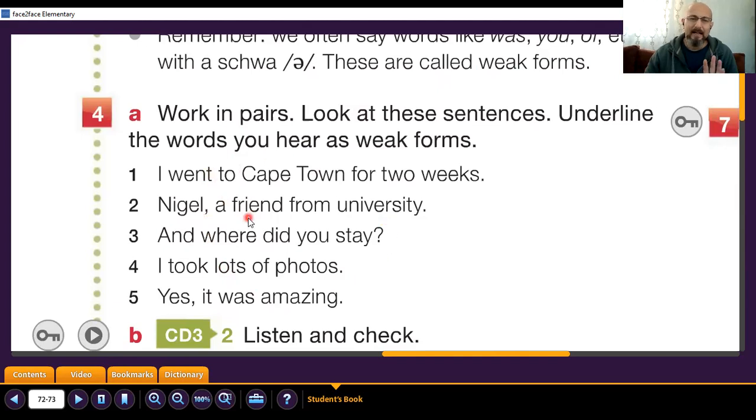So here, read and underline the word that you think there is a schwa. For example, I went to Cape Town. To Cape Town, no, we say t. I went to town. For to, no, th. I went to Cape Town for 2 weeks. For 2 weeks. So now, read the others, okay, and underline the schwa. Yes, stop the video and do it.